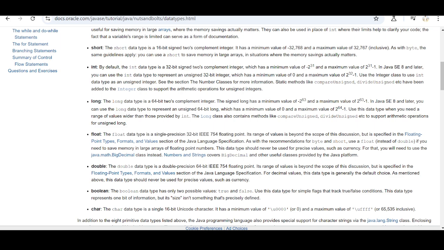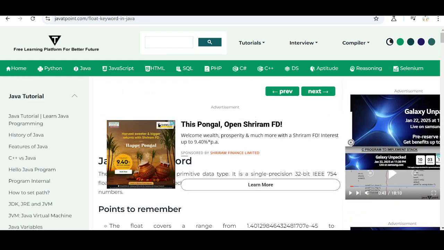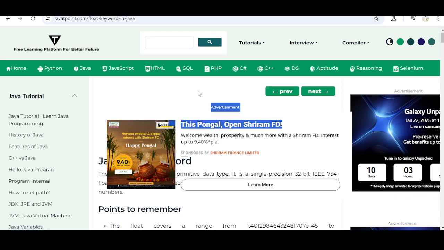You will not understand this. Why are we studying all this? You will never understand this. For each and every website, these things are there. Even here also it is there. Let me close this. An advertisement has popped up.